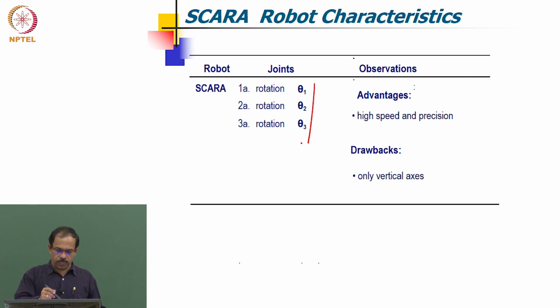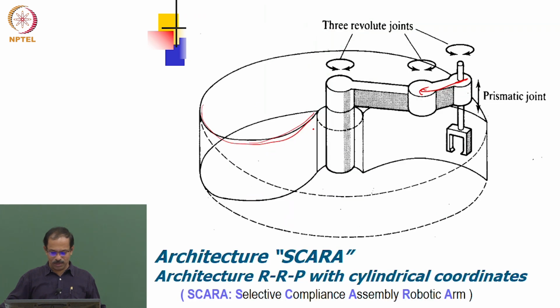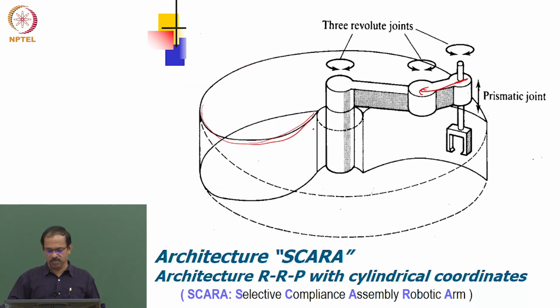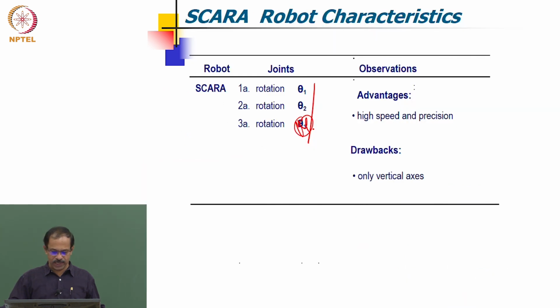Sorry, there's something wrong here. Don't take this. Okay, here theta 1, theta 2, and d. Okay, so it's a P. It is given by mistake. I'll correct it. It's not rotation.